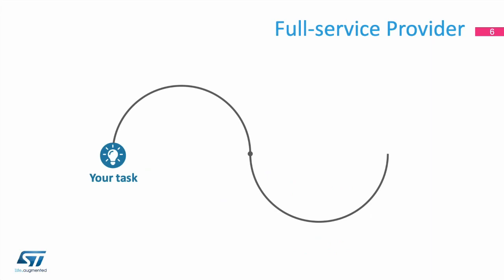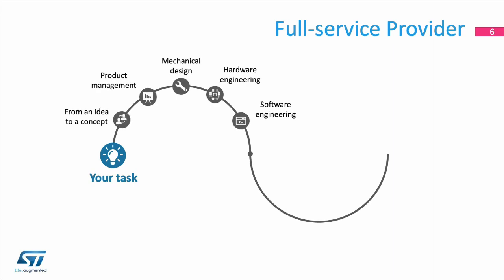But of course, a standardized product does not work out all the time, and therefore we are also doing the complete electronic design as a service. And here we are providing the full spectrum, which means we're helping in the beginning to find the concept and make your idea into a specific concept. And from then we can do all the product management. We're doing the mechanical design, of course, the hardware and software engineering.